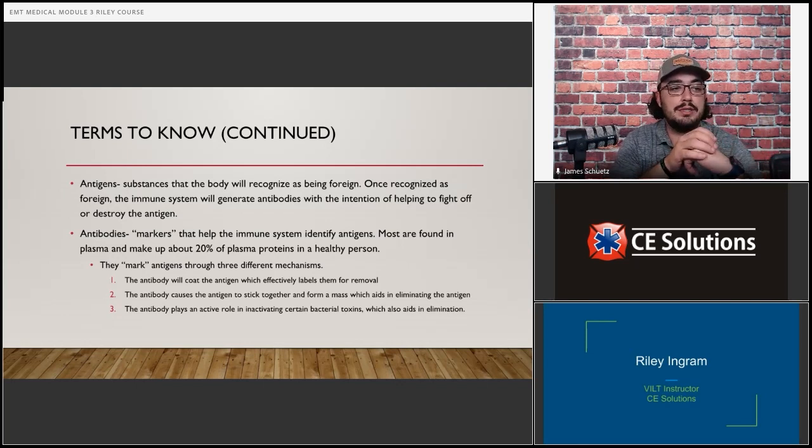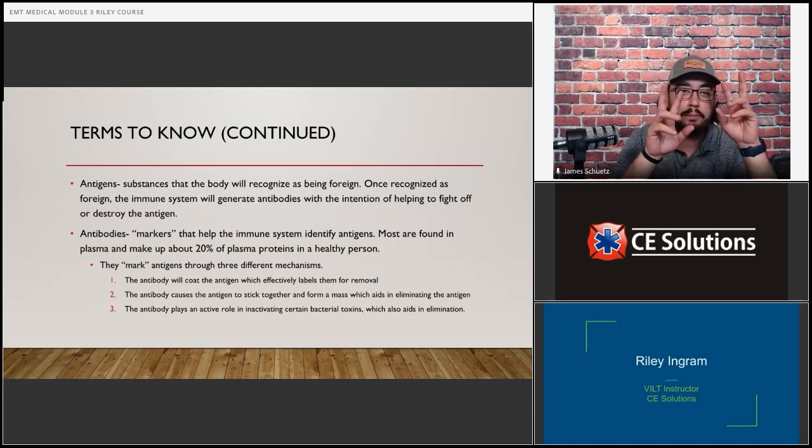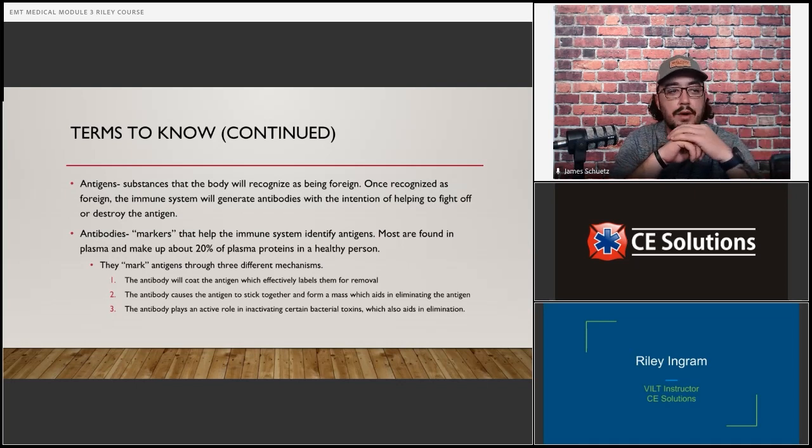It will cause the antigens to stick together and form a mass. So they coagulate. Everything that you don't want gets all kind of stuck together in one big ball of bad, which aids in eliminating the antigen, or bad, I should say, right? Then the antibody plays an active role in activating or inactivating certain bacterial toxins, which also aids in the elimination.